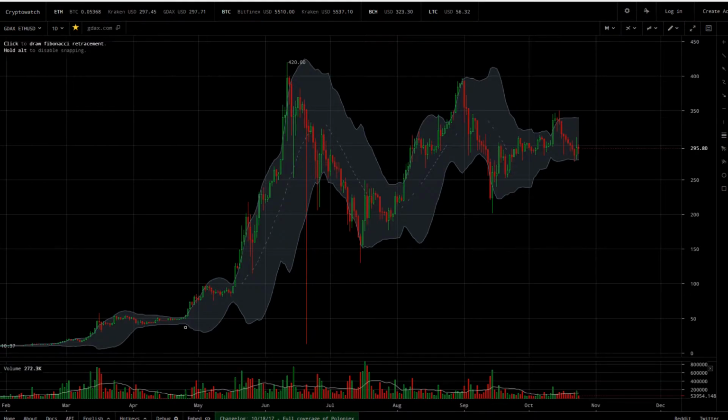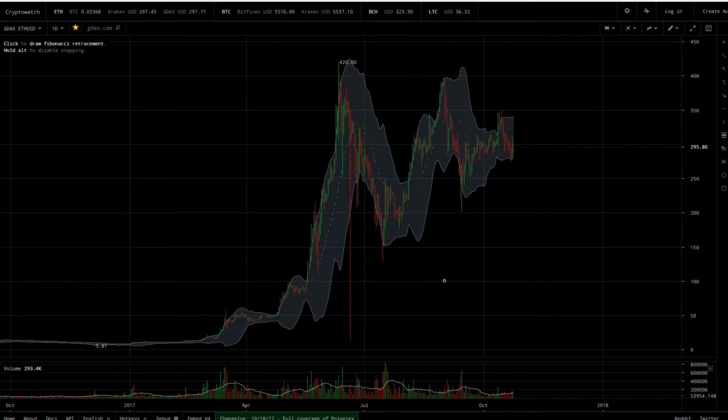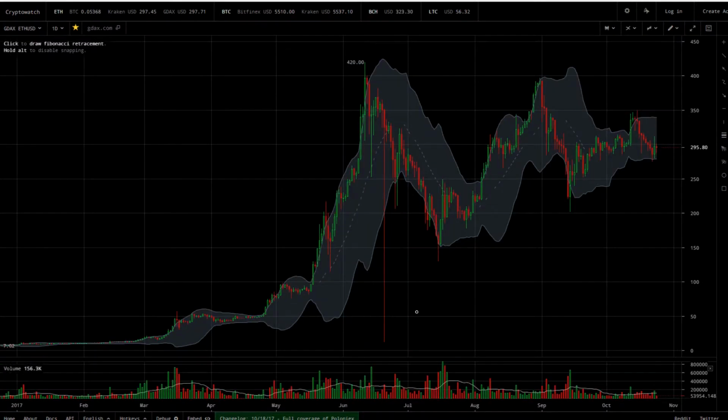Okay, so let's lay out some macro Fibonacci lines for Ether's current bull market. Even though, if you look at the smaller time scales, maybe the 1 hour, the 2 hour, it can seem a little bearish right now. Overall, it's important to keep in mind that we are in a bull market. So let's look at some Fibonacci retracement lines for the current bull market we're seeing.